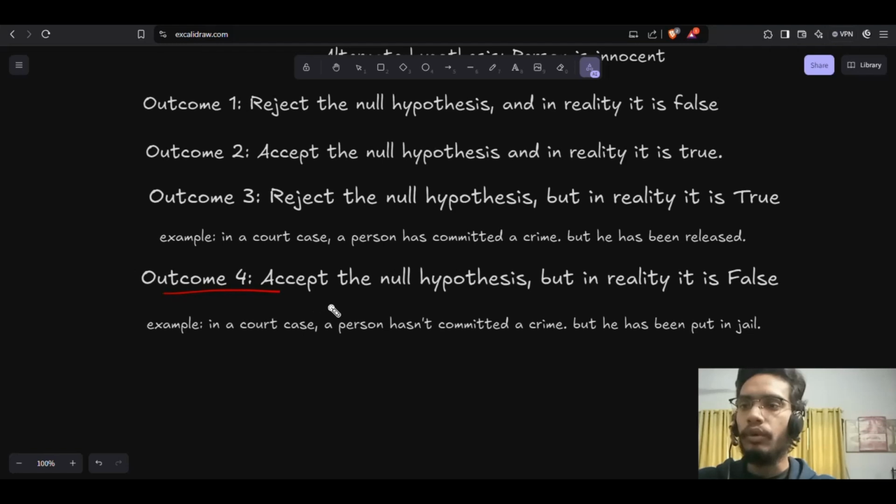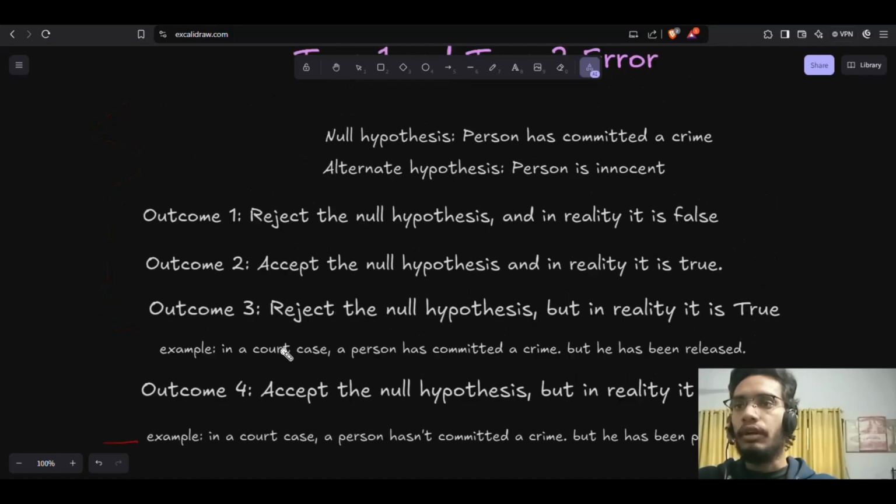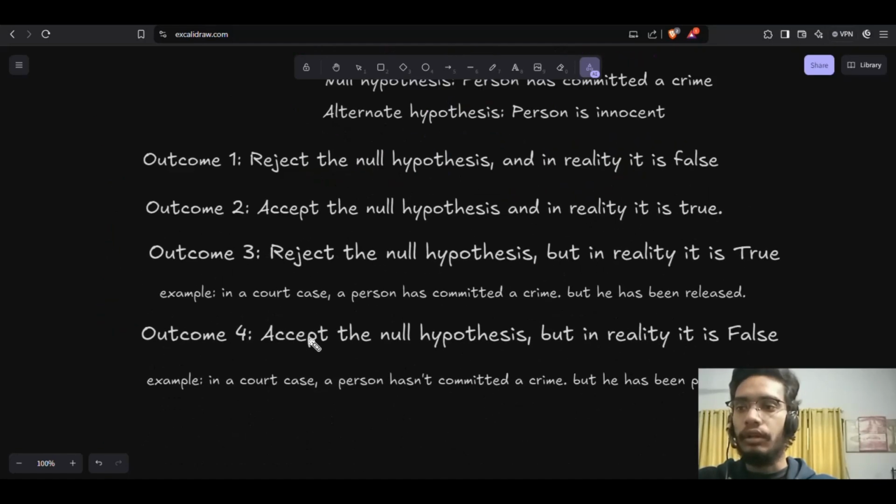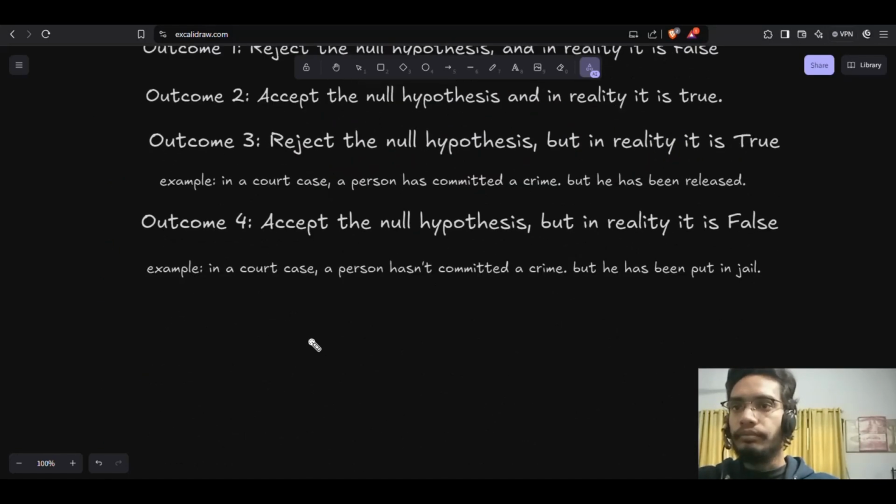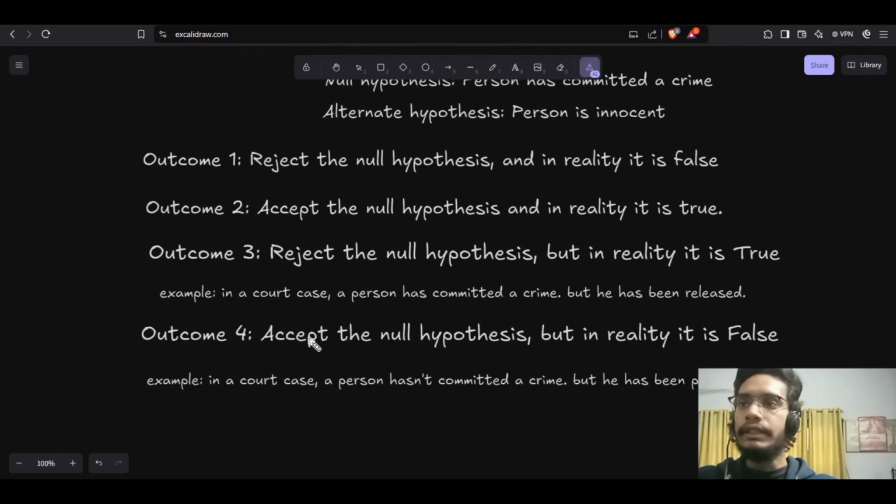In outcome number four, we accept the null hypothesis, but in reality, it is false. It means that a person hasn't committed a crime, but according to our hypothesis, he has, right? So these are the four outcomes of our hypothesis testing. Now, if you understand all of these four, then we can easily understand our confusion matrix.